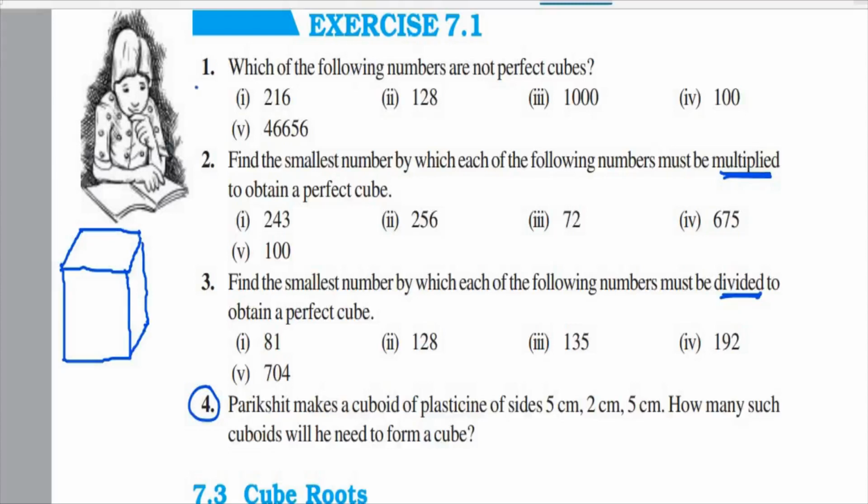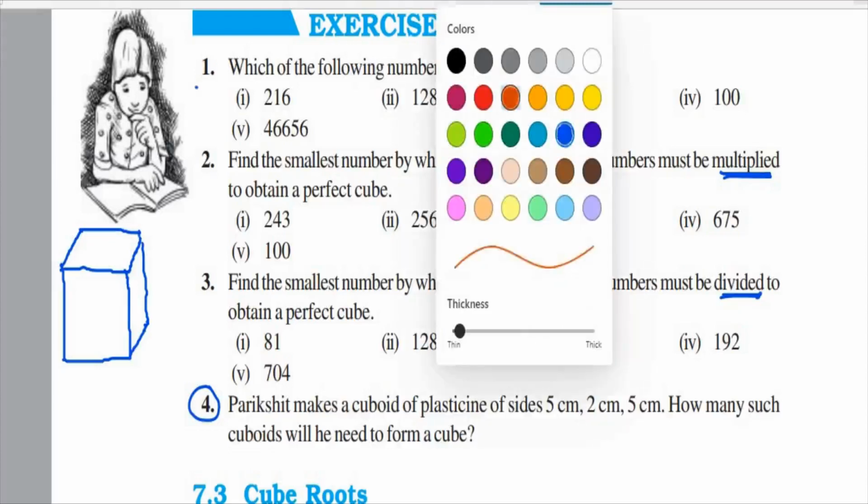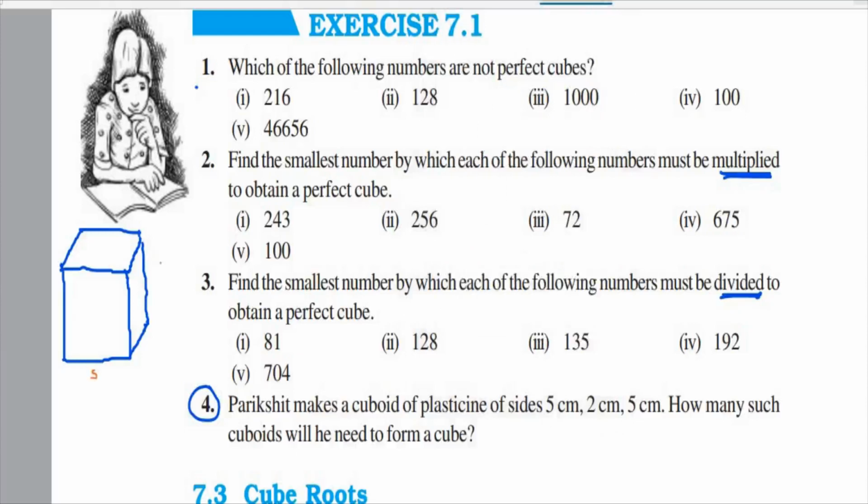Now see, this is 5, this is 2, and this is 5. Now I want to make it into a perfect cube, right? So how many such cuboids will he need to form a cube? I want a cube. So now think of it. If this is 5, and this is 2, I want to make a perfect cube. What do I do? How many will I require?